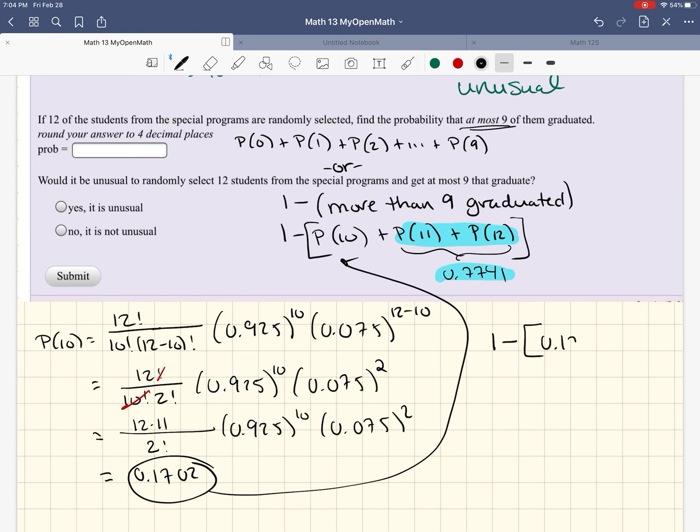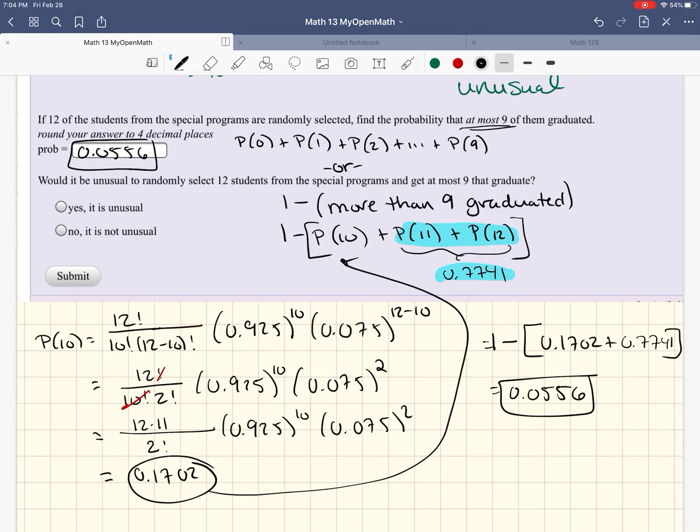Okay, so our probability for this part is going to be 1 minus 0.1702 plus 0.7741. And when we calculate that, we're going to get a probability, bear with me for 1 second, of 0.056. I'm sorry, 0.0556.